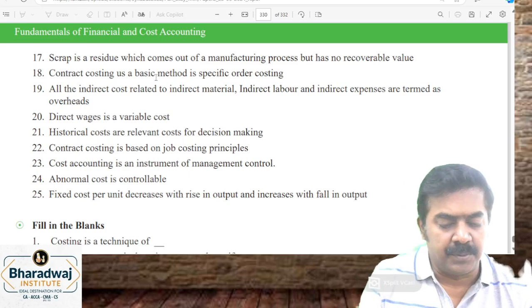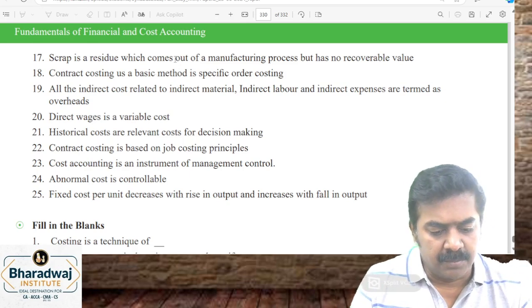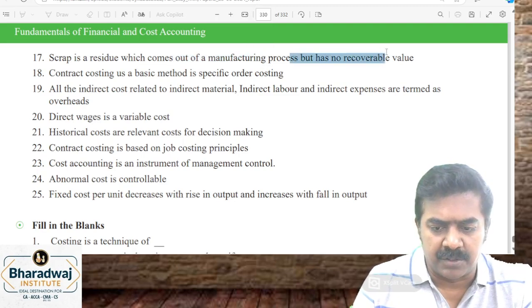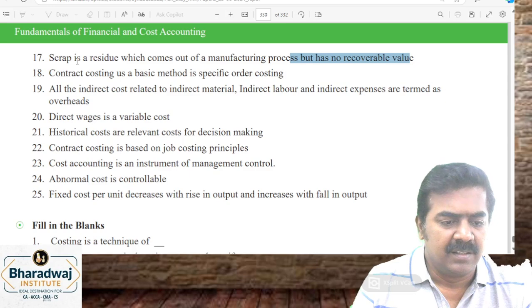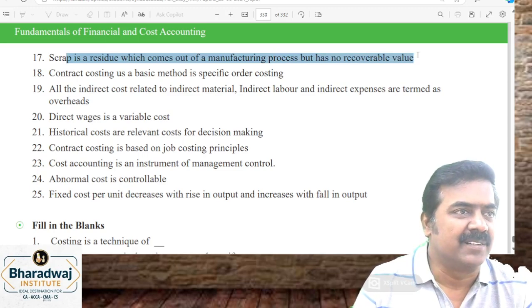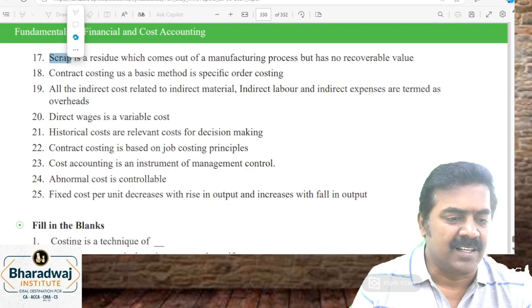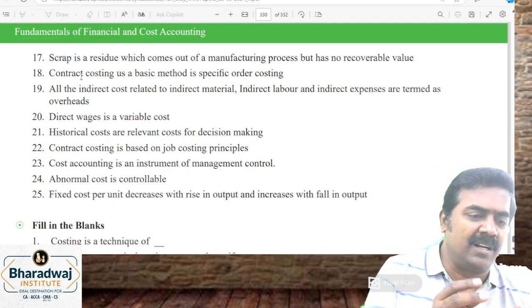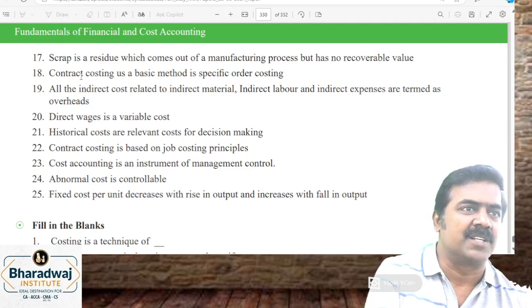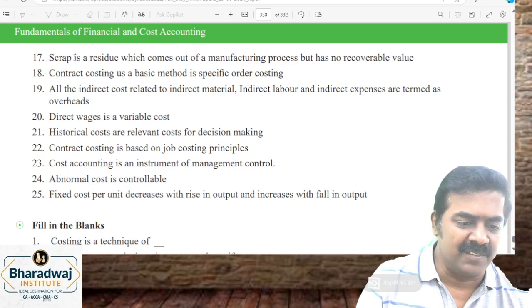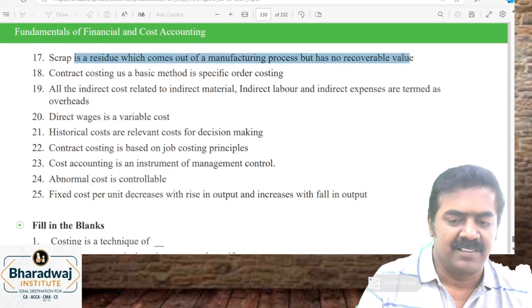Scrap is a residue that comes out of the manufacturing process, which has no recoverable value. The meaning given is for waste. Scrap is nothing but, pay attention, when you cut the cloth, thereafter some balance is there. That is called scrap. The meaning given here is for wastage.